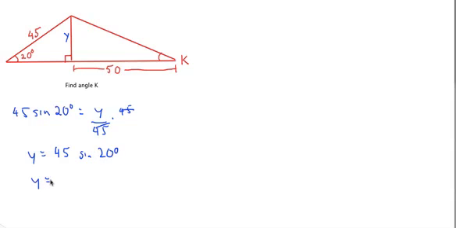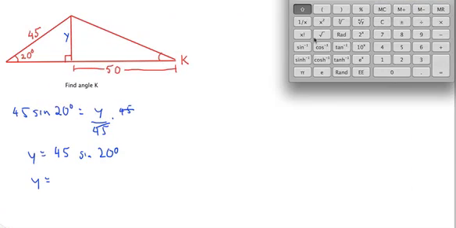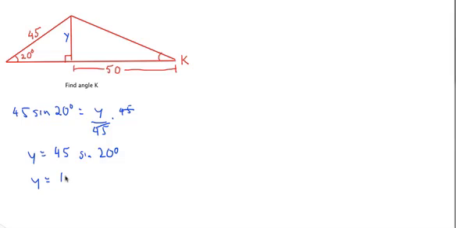So if you plug that into the calculator, which we'll do right now, so 45 times sine 20 is equal to 15.4. So we determined the opposite length of that angle of 20, which is equal to 15.4, which is also the opposite length of k.